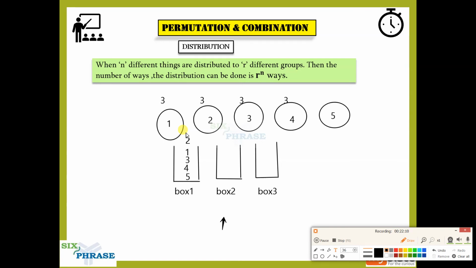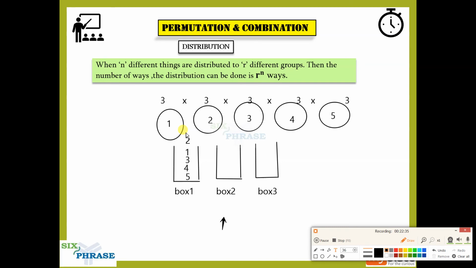Ball 5 also can be distributed in 3 ways. The important thing is, guys, all this must happen. It is not sufficient just one ball you distributed. All 5 balls must be distributed, right? So the first ball must be distributed, and the second ball must be distributed, and the third ball must be distributed, and the fourth ball must be distributed, and the fifth ball must be distributed.